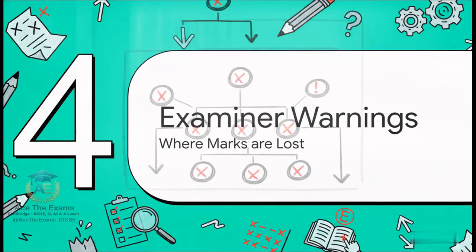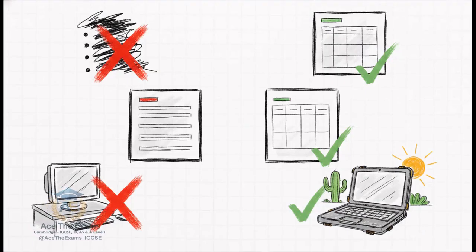Now for Section 4, and you really need to pay attention here. These are the top 3 examiner warnings directly from past papers. We have to confront the tension. Where exactly are past students throwing away the easiest marks? Directly from the principal examiner reports, these 3 critical errors are the biggest pitfalls.